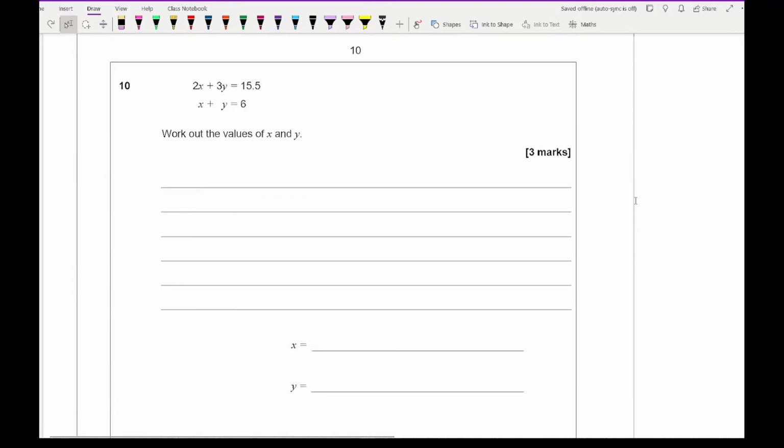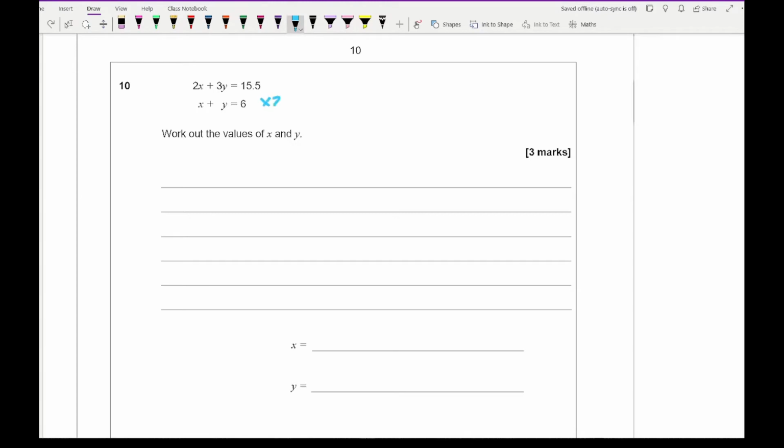Moving on to question 10, which is looking at simultaneous equations. Now, with this, you should be able to notice that the x's and the y's are different amounts. So what we need to do is multiply one of the equations so that we're either getting x the same or y the same. Now, it's entirely up to you which one you want to make the same. If you want to make x the same, you multiply the second equation by 2. If you want to make y the same, you multiply the second equation by 3. But ultimately, although the working out might be different, you should get the same answer if it's correct.